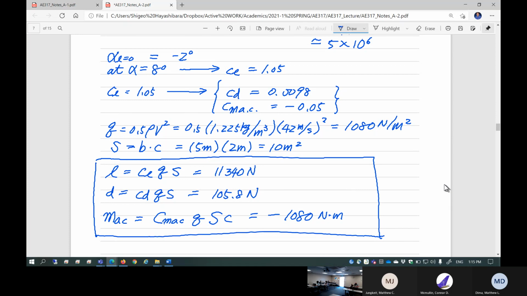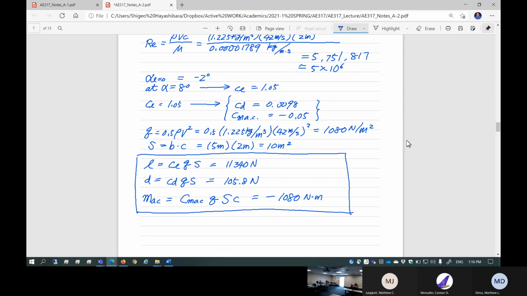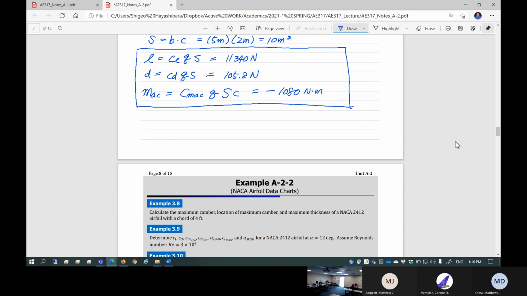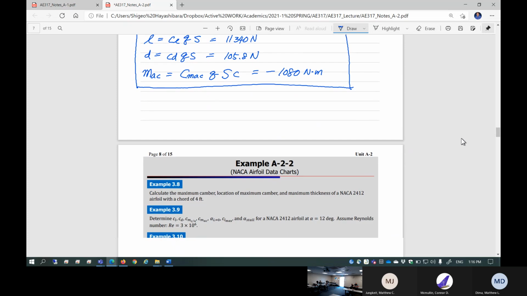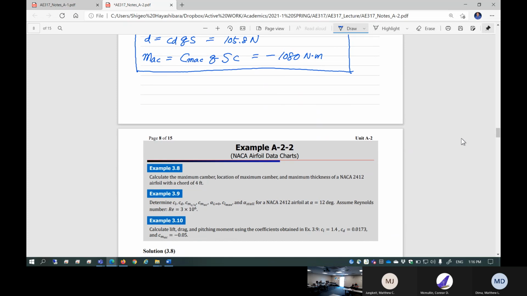It's a very simple practice, so please take a look at it by yourself. Let's stop here today. Any questions? Next class, we're going to pick up from page 8 of Unit A2. We're going to continue on the NACA airfoil data chart. All right, see you back on Saturday.